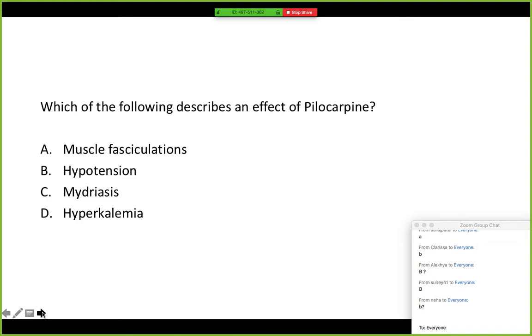So which of the following describes an effect of pilocarpine? Right, hypotension. Yeah, so the correct answer is B, hypotension. And what is pilocarpine's mechanism of action? Right, muscarinic agonist. Good.